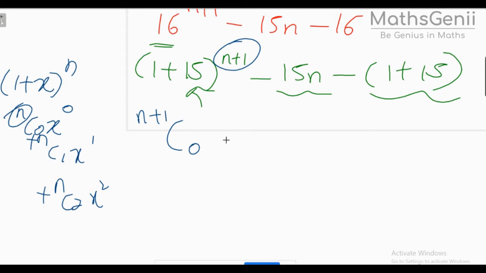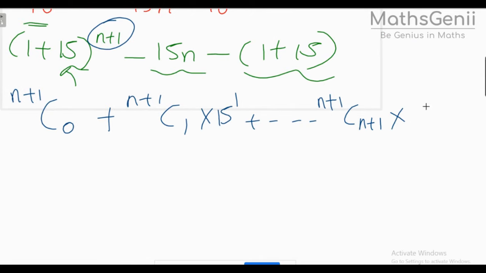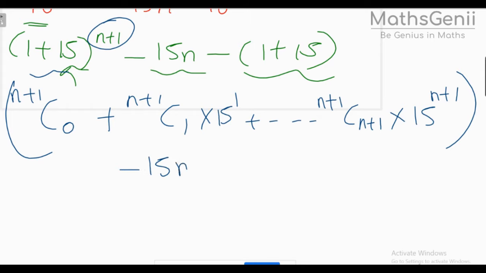So I'm not writing anything. Plus nC1 x raised to 1, so 15 raised to 1. So on, dot dot dot, till nCn, so nCn x raised to n. So x is 15 and n is n plus 1. So this is the expansion of this term. Okay. Then you have minus 15n as it is, and minus 1. This minus sign will go inside, and minus 15.